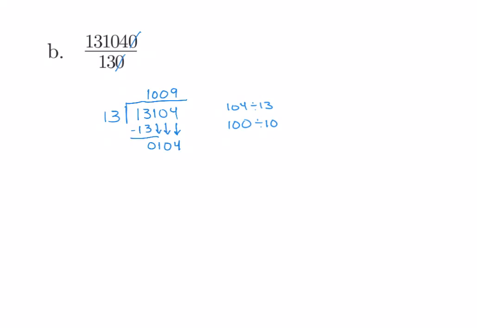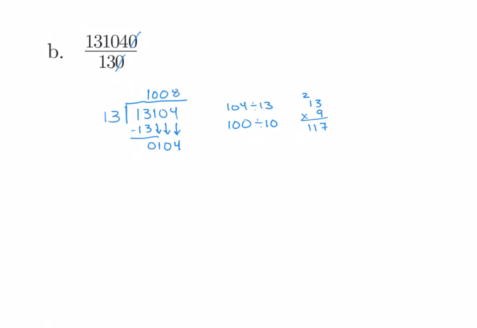All right, let's see what happens if we do this. We get 9 times 13. 9 times 3 is 27. 9 times 1 is 9, plus 2 is 11. And if we try that, this is actually still too big. I need to back it off a little bit more. So instead of 9, I want to go with 8.